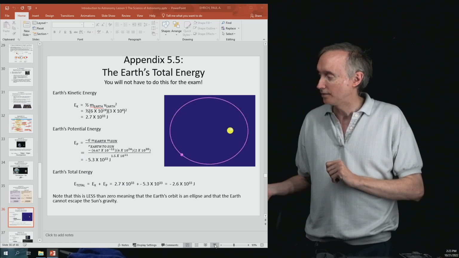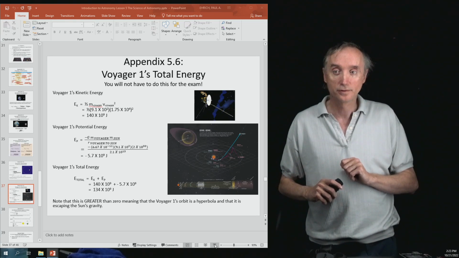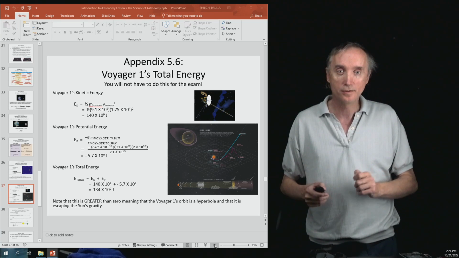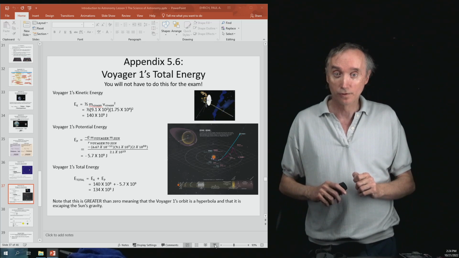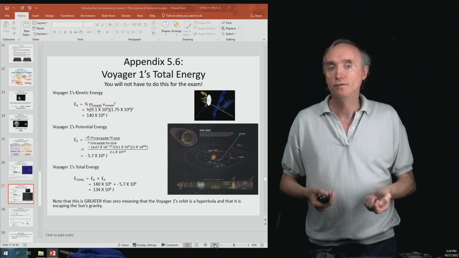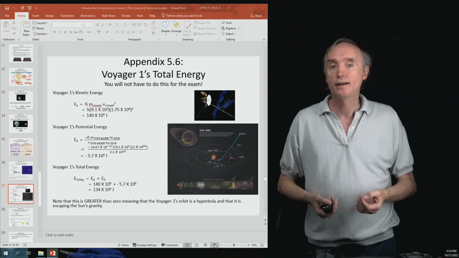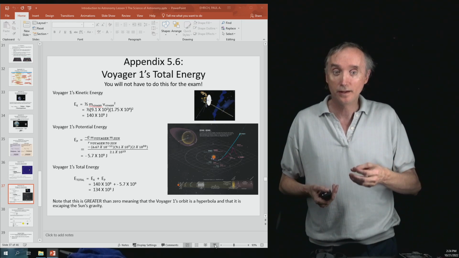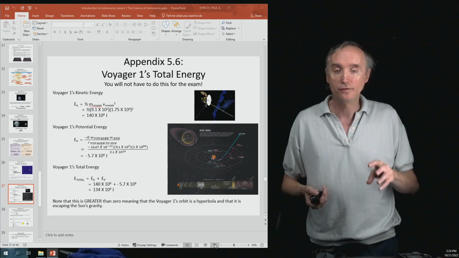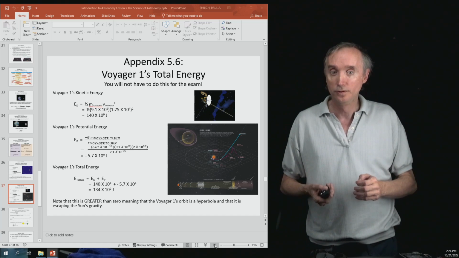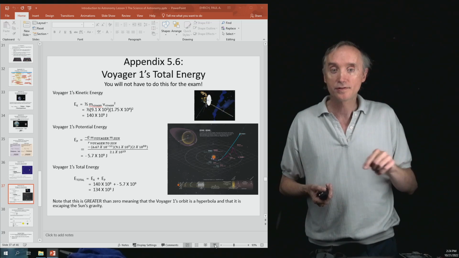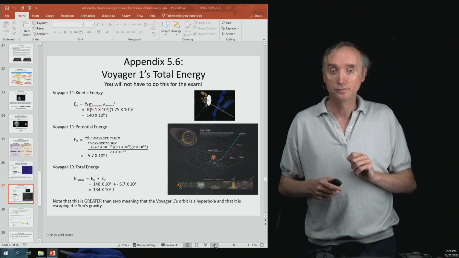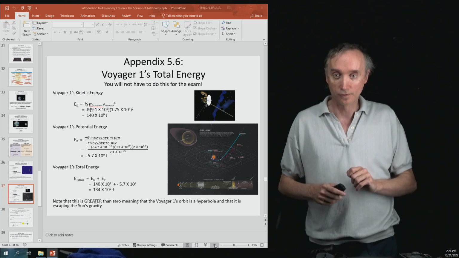Now let's compare that to Voyager. So Voyager is a space probe that we launched a long time ago, and is currently leaving the solar system. So I know what the speed of Voyager is. I looked it up on the internet, and I looked up the distance it currently is from the sun, and then I plugged all that information in, and I found out that its total energy, kinetic plus potential, is a positive number. What does that mean? It means it's escaping. So it's currently escaping the solar system.